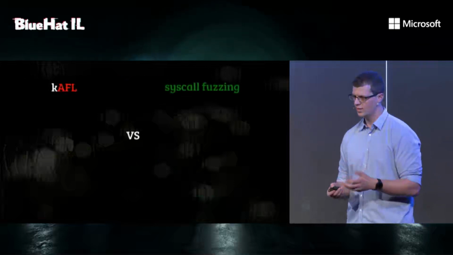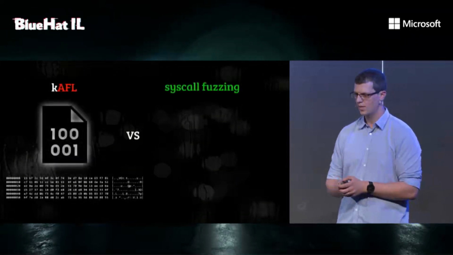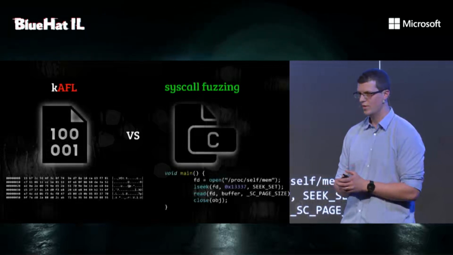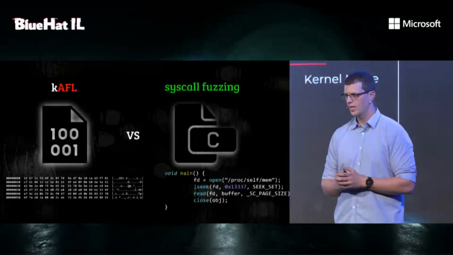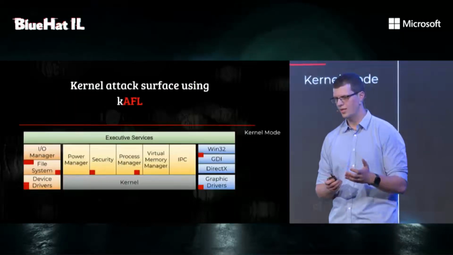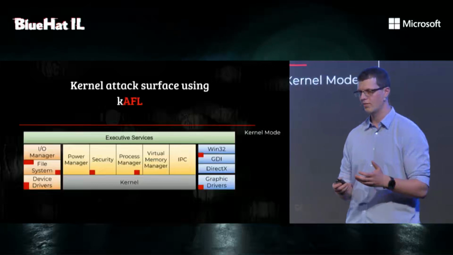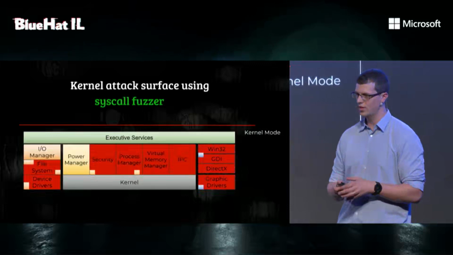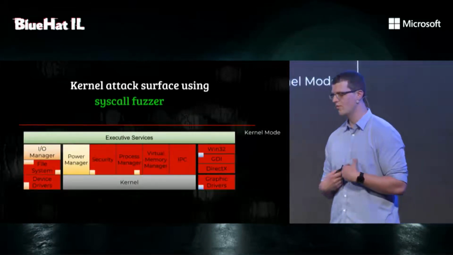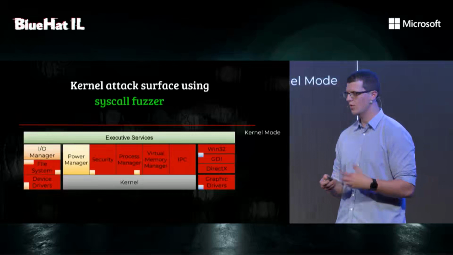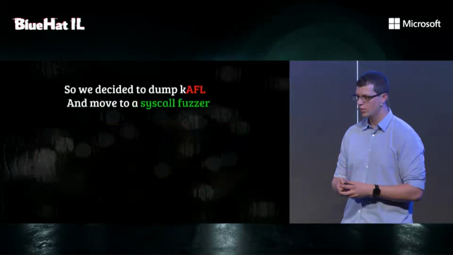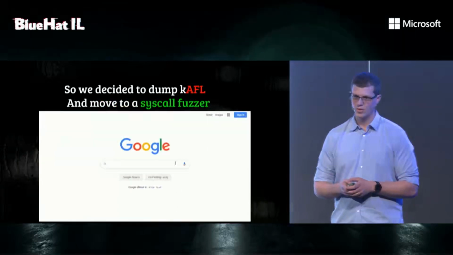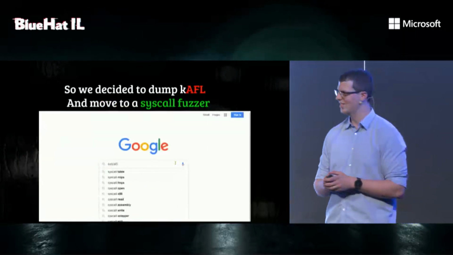So going a step back, what KFL provides us is a binary blob, and what we want is a sequence of semantically meaningful syscalls, preferably in a C file. If we look back at the available attack surface when looking at KFL and compare it with a syscall fuzzer, we can see that the map now drastically changes. And this provides us, as an attacker, much more room to work with. So we decided to dump KFL and move to a syscall fuzzer. And we did what every good researcher does. We used Google to find a syscall fuzzer.